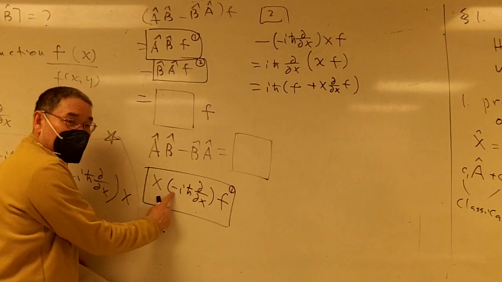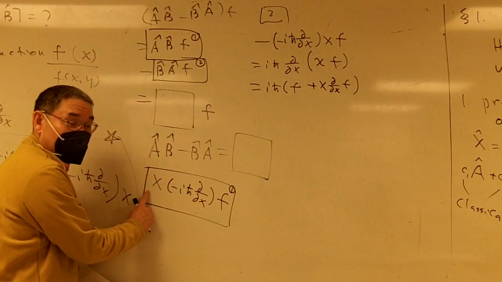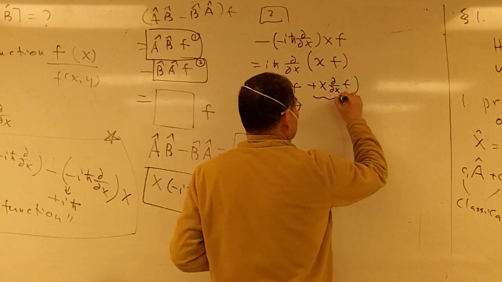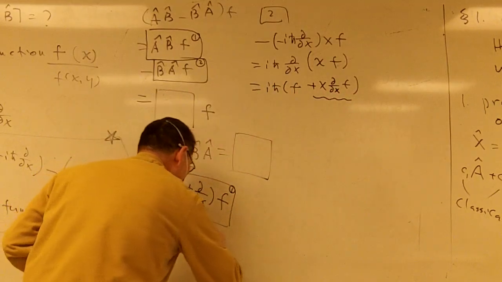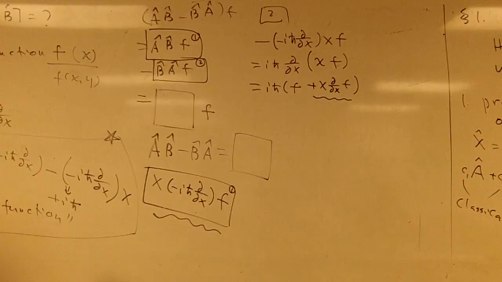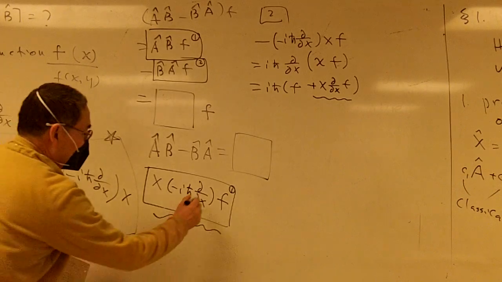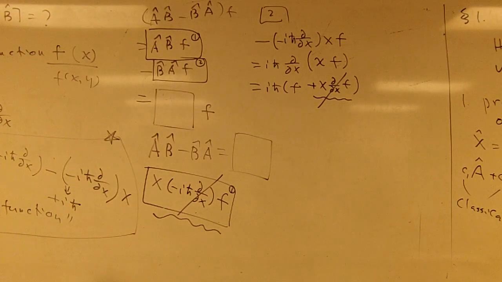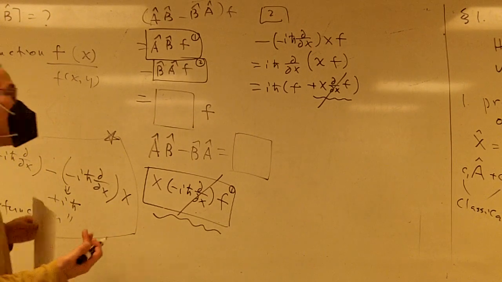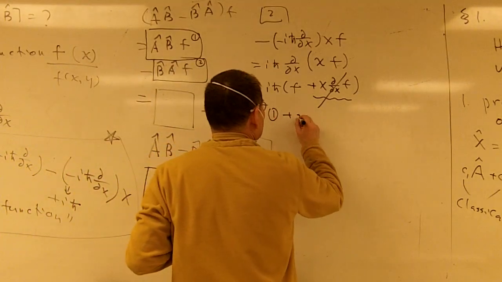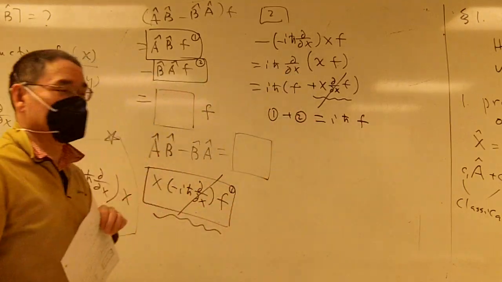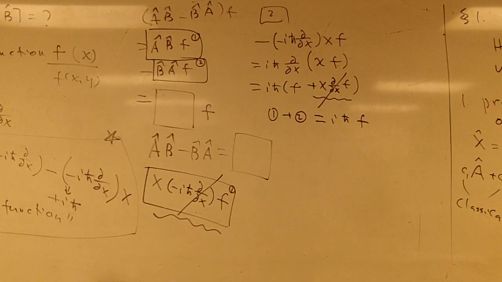Did you see we have a negative iħ, x in the front, and a partial f over partial x? And this term cancels with this term here. These two terms cancel out. In other words, this and that term cancel out completely. So then when I add box 1 and box 2 up, box 1 plus box 2, I only have iħ like this. I have only an iħ box like this.